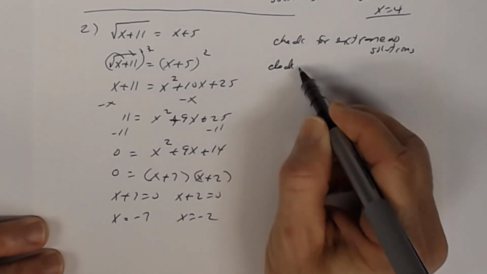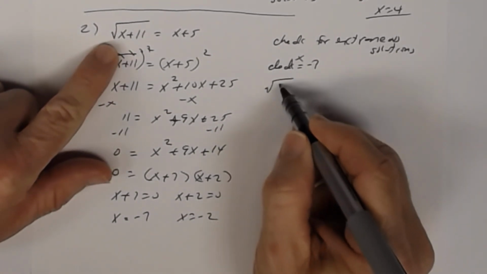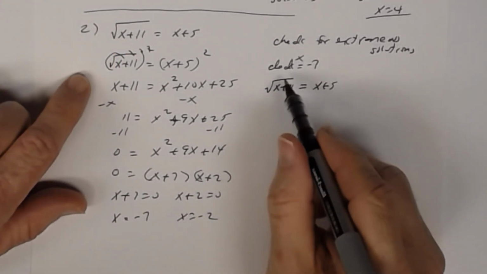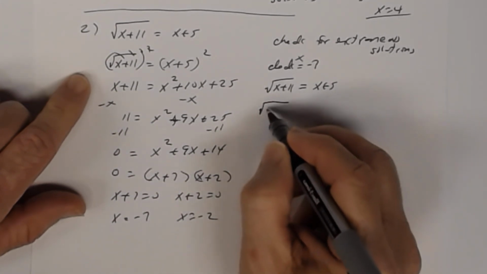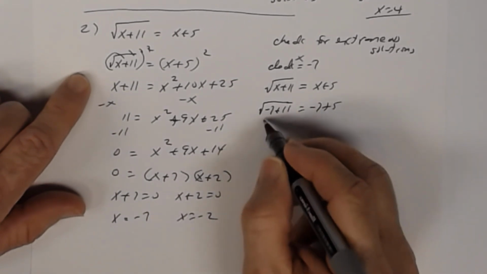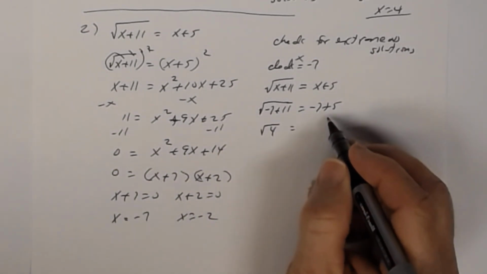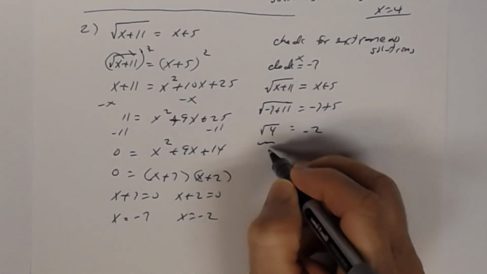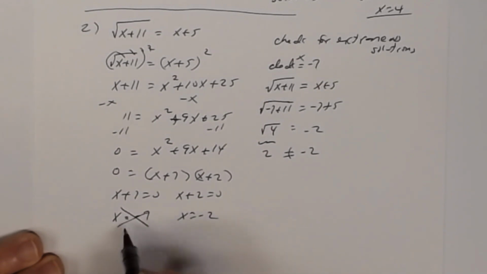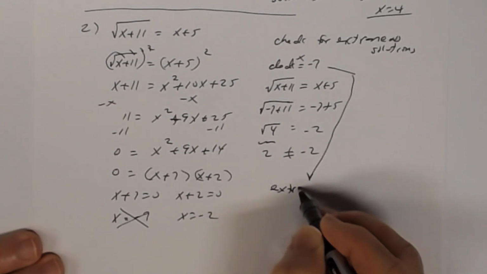So I'm going to check the first one, x equals negative 7. So go back to the original, the square root of x plus 11 equals x plus 5. Wherever I see the variable x, I'm going to substitute negative 7. So I get the square root of negative 7 plus 11 equals negative 7 plus 5. Negative 7 plus 11 is 4, so I get the square root of 4. Negative 7 plus 5 is negative 2, but I want you to notice that the square root of 4 is 2, which does not equal negative 2. So x equals negative 7 is an extraneous solution.